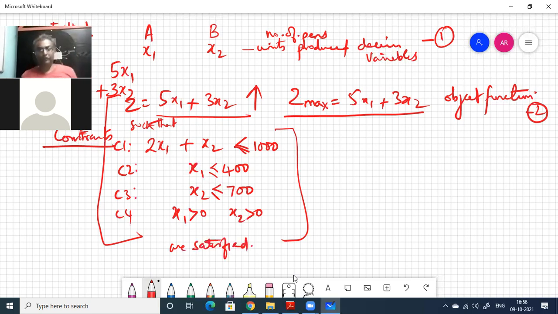Okay, this is the solution. That's all. Very simple sum. Okay. You understood the sum. If you understood it, we can go and do sum number 2 also. Let us do sum number 2. Then you can do sum number 3 for homework.